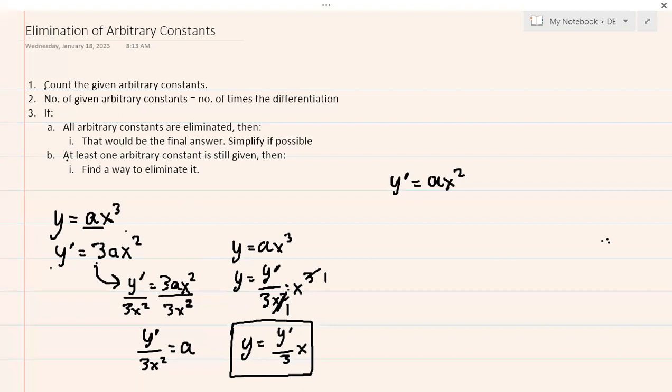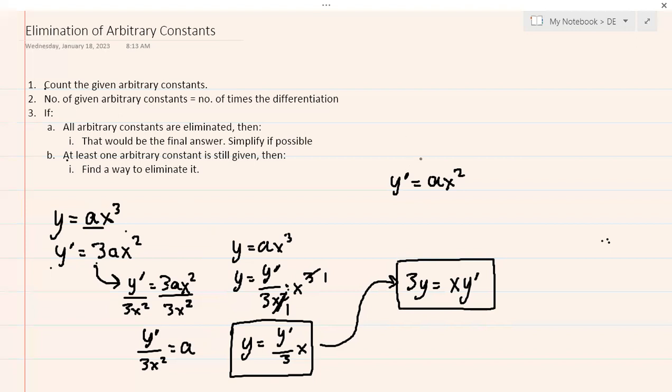Kasi wala na tayong arbitrary constant. Or we can still simplify this one. Okay, pwede pa itong simplify. So ito, kung i-cross multiply mo itong equation na to, we will have 3y is equal to y prime times x. Or kung gusto mo, ilagay si x sa unahan, wala naman tayong problema dyan. So we have x times y prime. Okay? So, pwede na rin to as your final answer. Pwede na rin yan. So, yun na ang maging sagot mo.